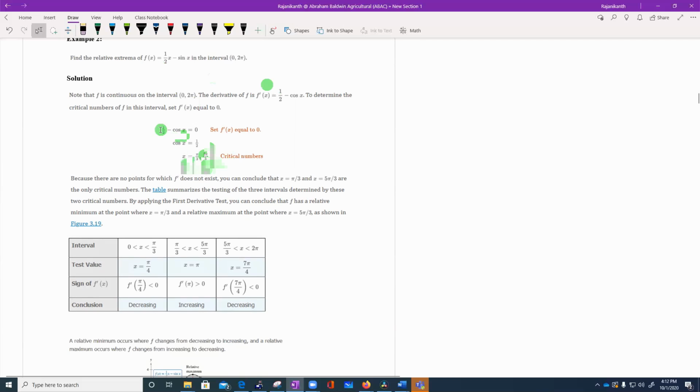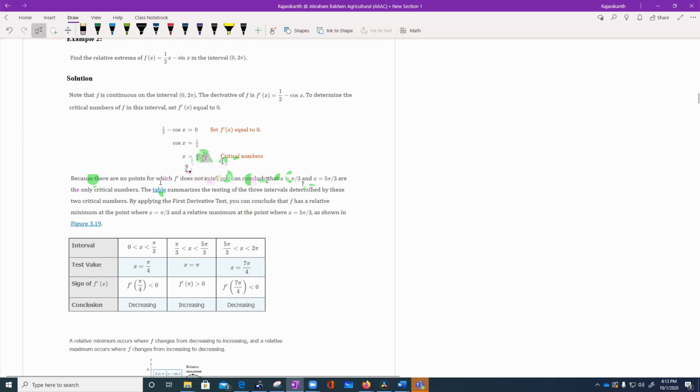Remember, my first derivative function, half minus cosine x, is well defined throughout this interval. Therefore, the first derivative is well defined, and you will not find any does not exist points. So critical points occurred only at slope 0 points. That is why we have only these two. Okay, so they are explaining that here.